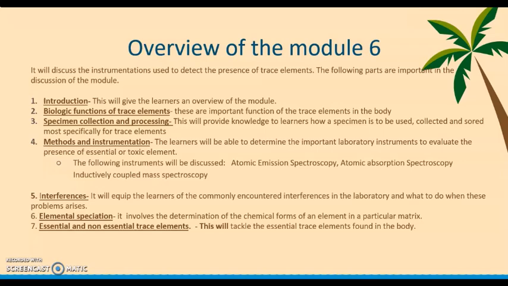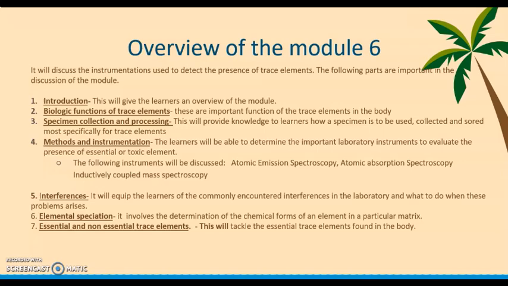The fourth part will be the methods and instrumentation. You will be able to determine the important laboratory instruments in order to evaluate the presence of an essential or a toxic element. The following instruments will be discussed, namely atomic emission spectroscopy, atomic absorption spectroscopy, and inductively coupled mass spectroscopy. The fifth part will be the interferences.